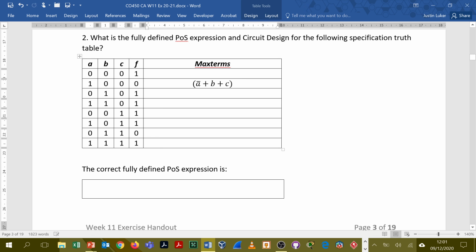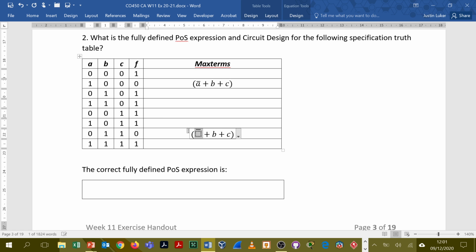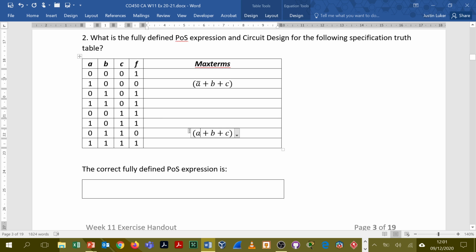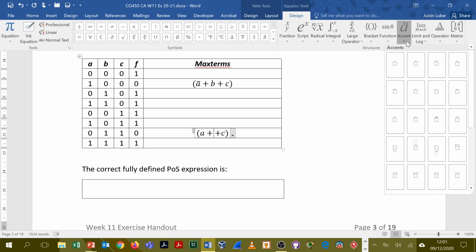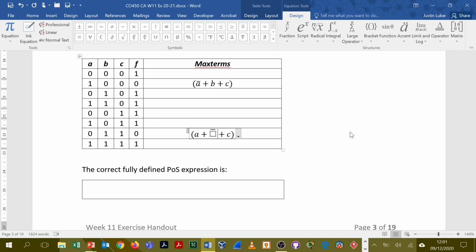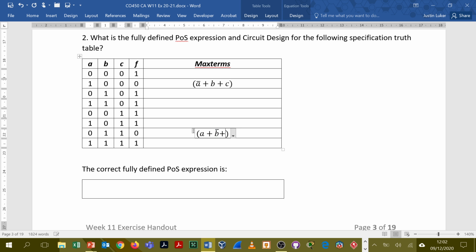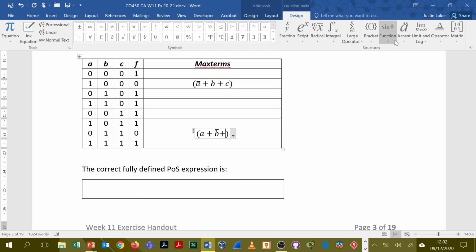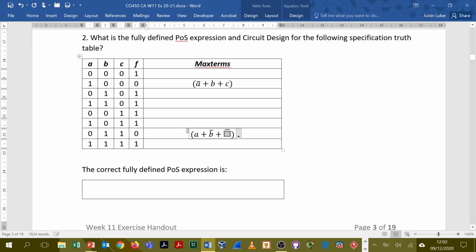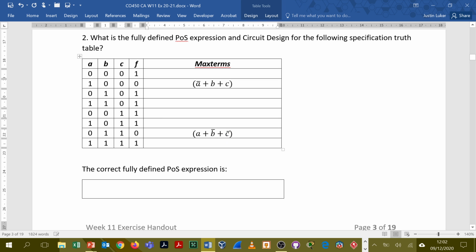And then the second one, I'm just going to paste that one. So now we've got 0, 1, 1. So we do want A, but it's not B. So not B or not C. There we go. That's it.